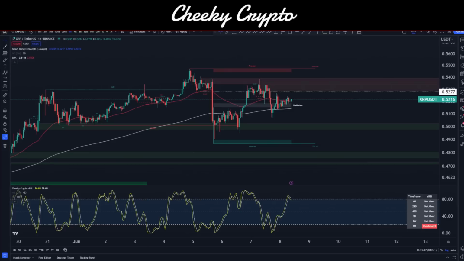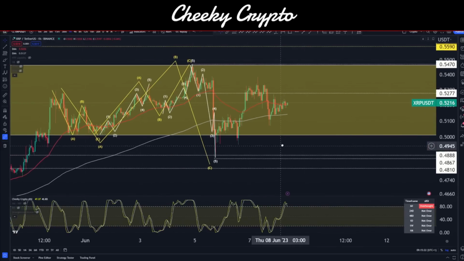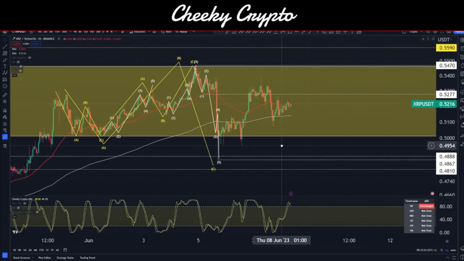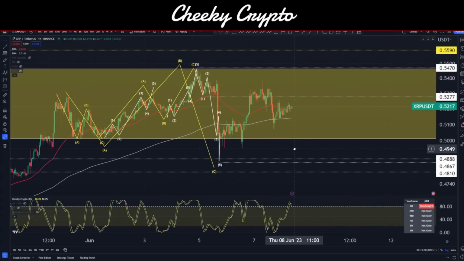So we're going to start off with Elliott wave theory, and then jump over into the smart money concepts, which is what you see here. So let's jump over into our Elliott wave theory structures to start with. Now we are paired up with USDT. We're using the 1 hour chart, and Binance is our data source at the moment.